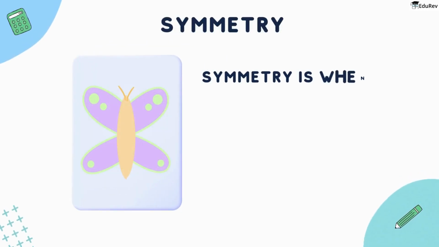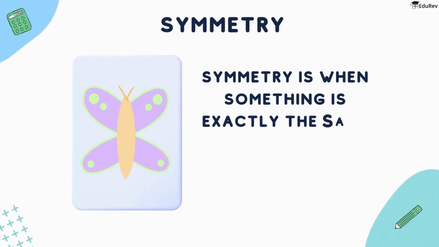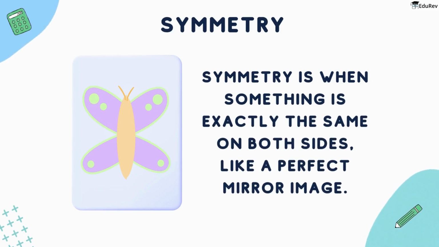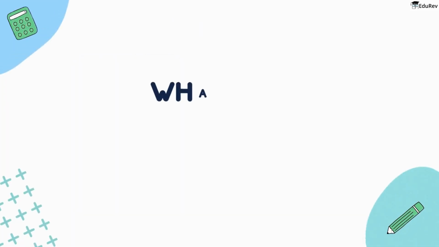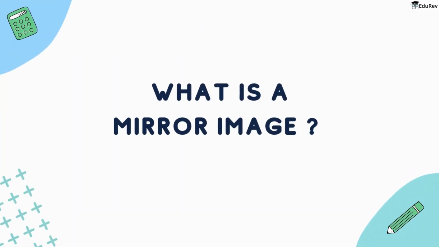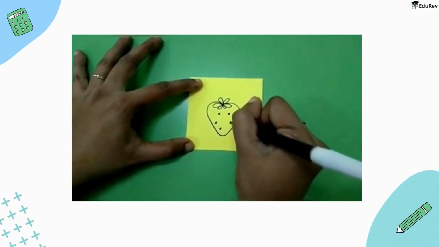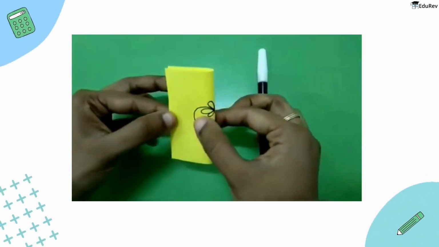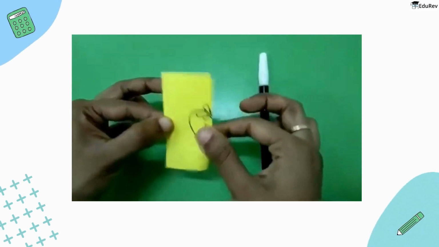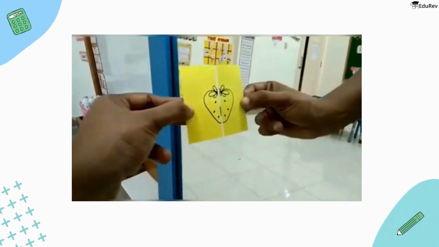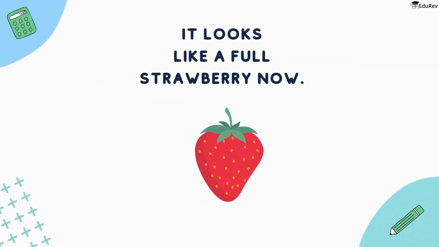Symmetry is when something is exactly the same on both sides, like a perfect mirror image. But what is this mirror image? Don't worry, I will show you how it works. Look, I have drawn a strawberry here. I will fold the page in half so that only half the strawberry is seen. Now, watch the magic as I place this mirror next to it. It looks like a full strawberry now.